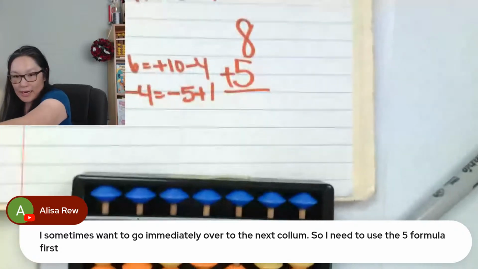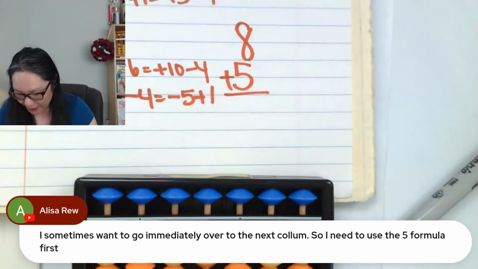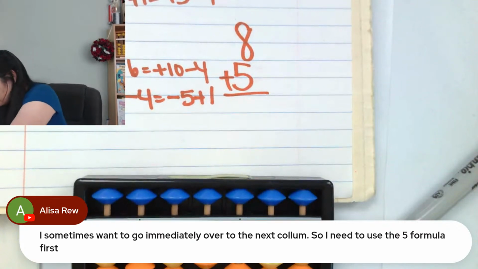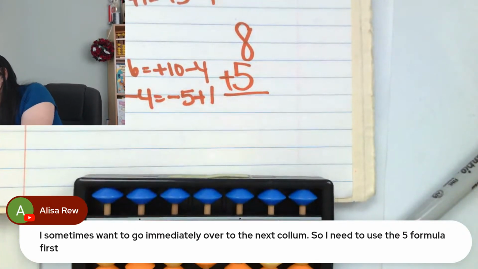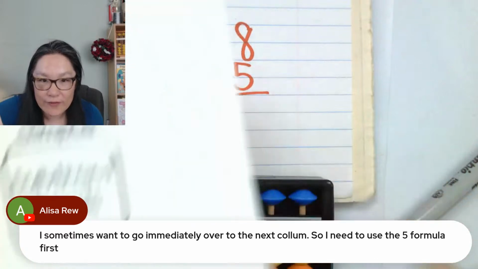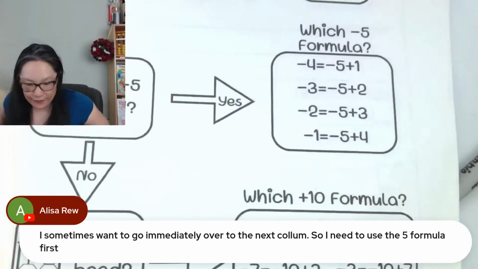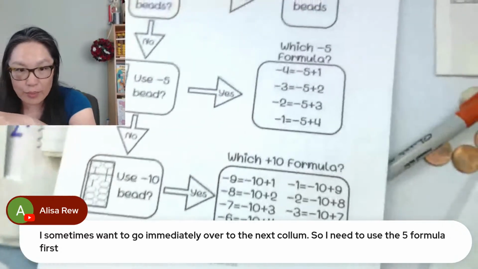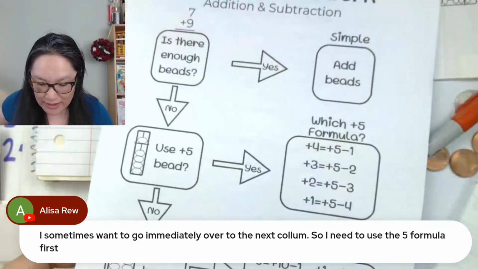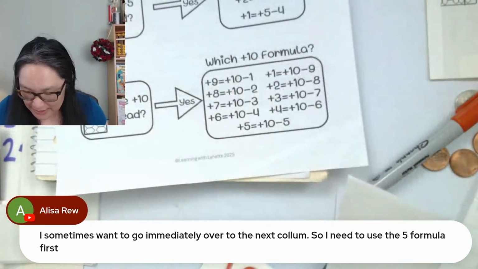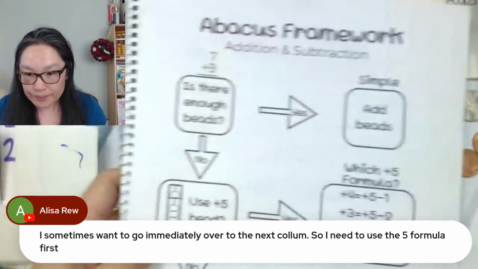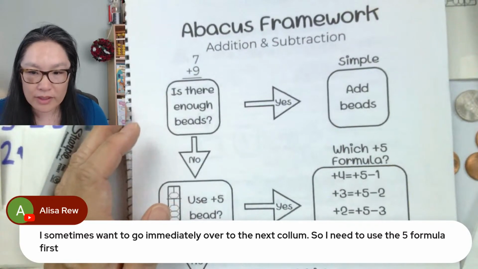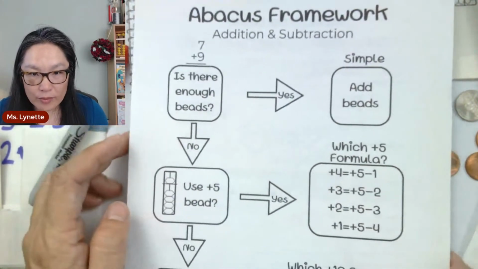I did a chart and I think this would help. Let me see if I can find it. That wasn't it. Here. Let me know if this helps you, because if it does, I could send this to you. I put a little checklist. This is what the abacus framework is. Here is the framework.